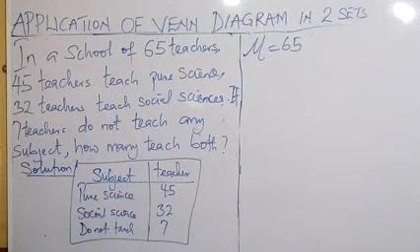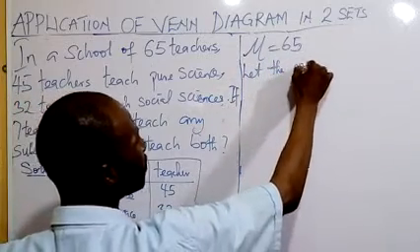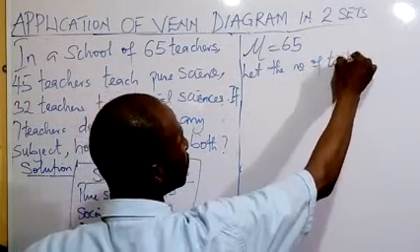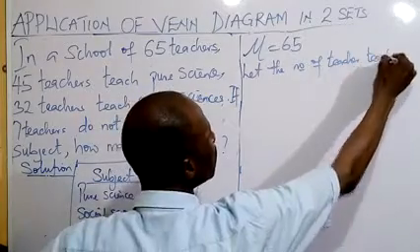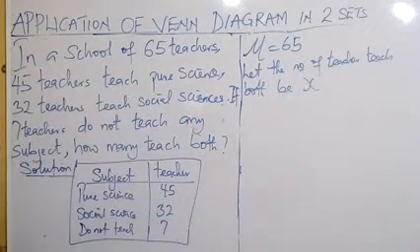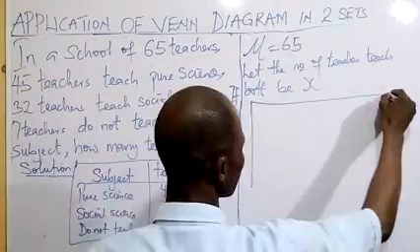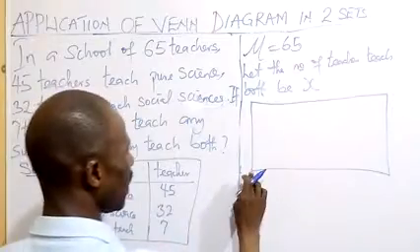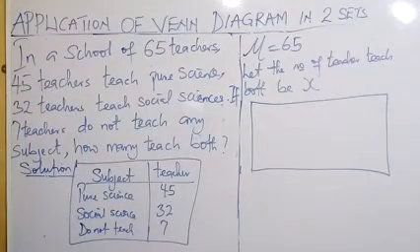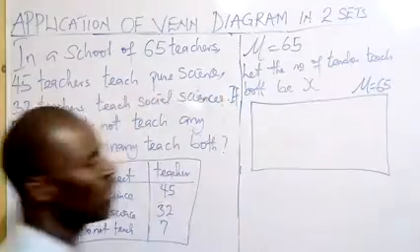So the first thing, let's repeat. The question is, how many teachers teach both? Therefore, we can say, let the number of teachers that teach both subjects be X. So therefore, we can draw our Venn diagram. The universal set is the total number, 65 teachers.